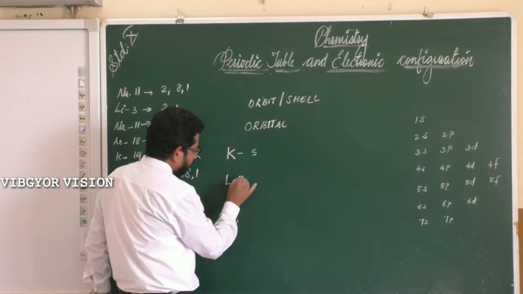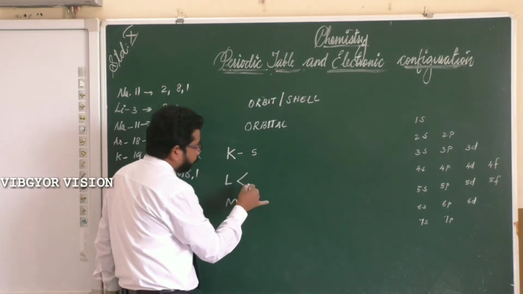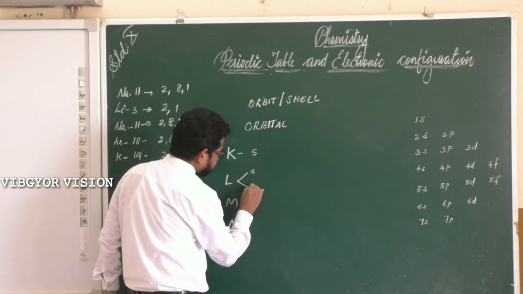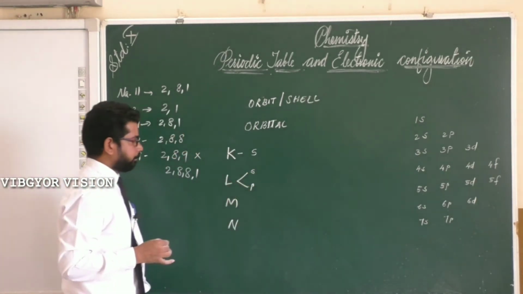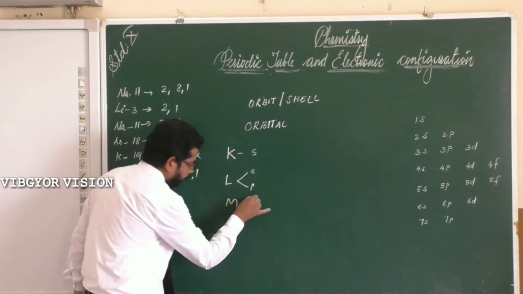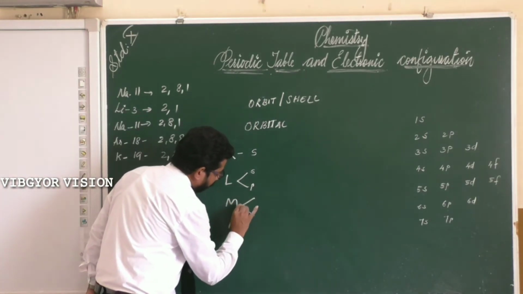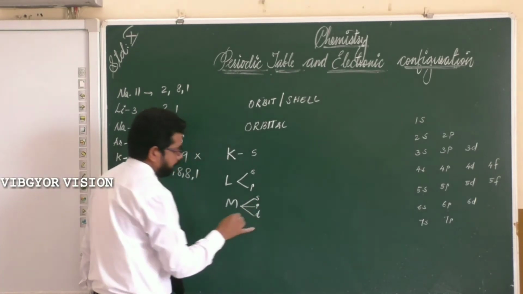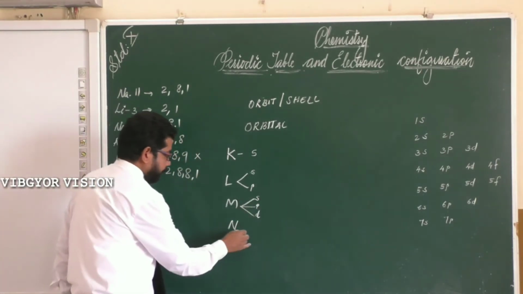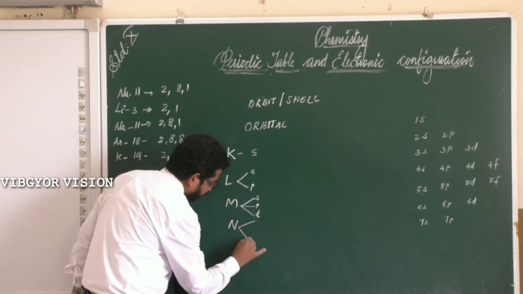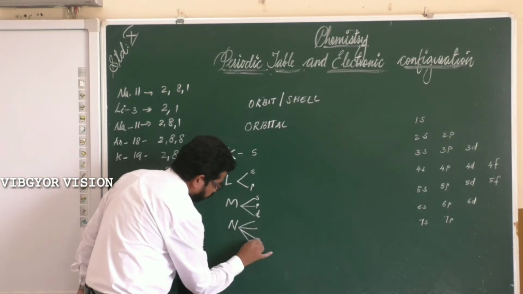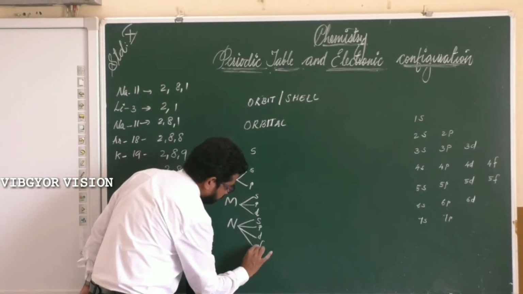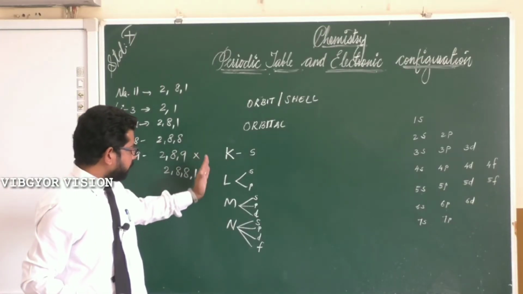And in L, there are two suborbits. What are they? s and p. In M, there are three suborbits: s, p and d. And in N, there are four subshells: s, p, d and f. These are the subshells present.